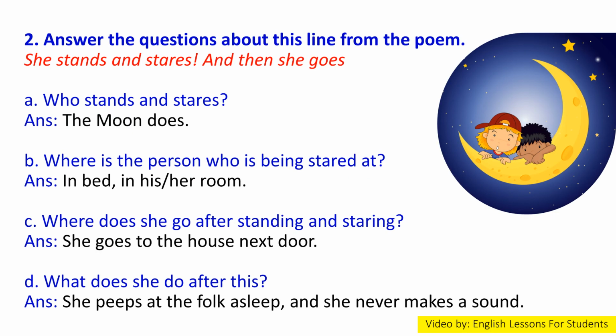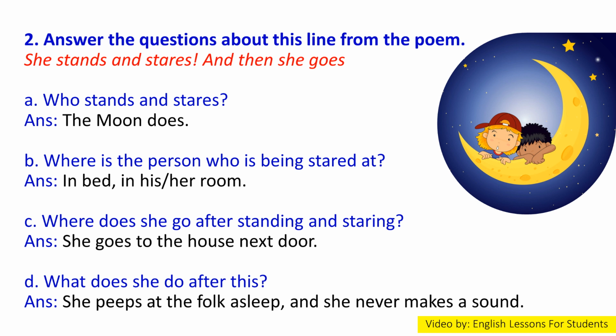2. Answer the questions about this line from the poem. She stands and stares, and then she goes. A. Who stands and stares? Answer. The moon does. B. Where is the person who is being stared at? Answer. In bed, in his or her room.